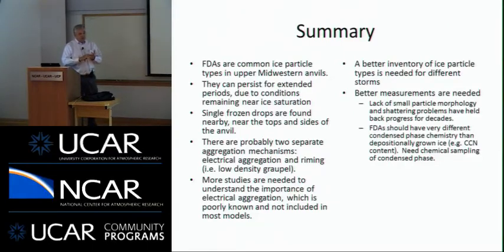We haven't been able to get a good handle on the number of ice particles that are even present due to the shattering of particles as we're sampling them. And so I think this has held back progress in this field. The other thing is that these frozen droplets should have very different condensed phase chemistry than depositionally grown ice, particularly with respect to nucleation scavenging. So we need a chemical sampling of the condensed phase in order to understand this better, and we need to work this into our models in a systematic way.